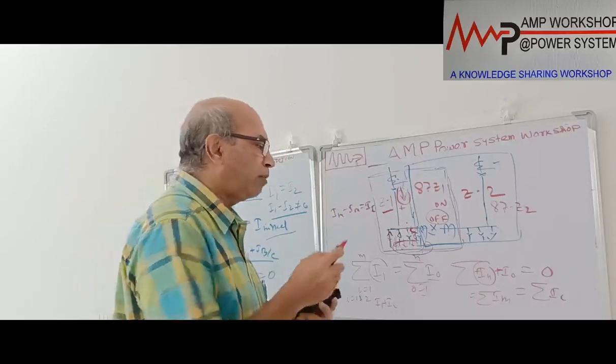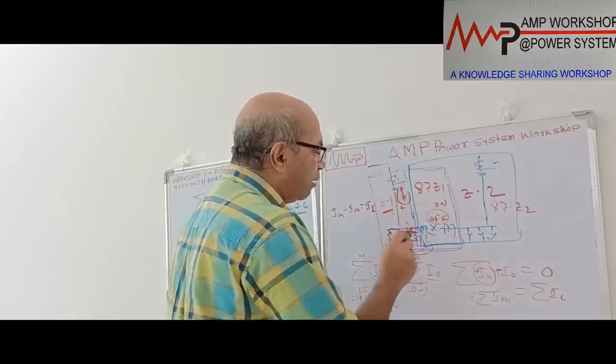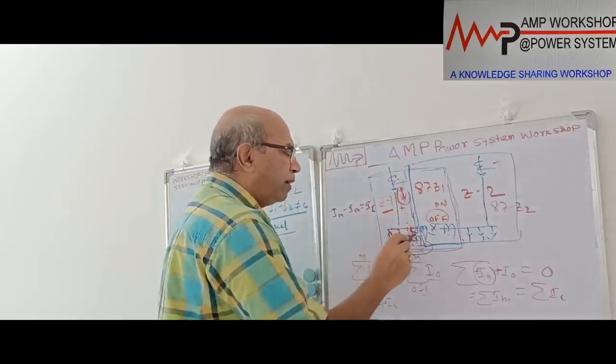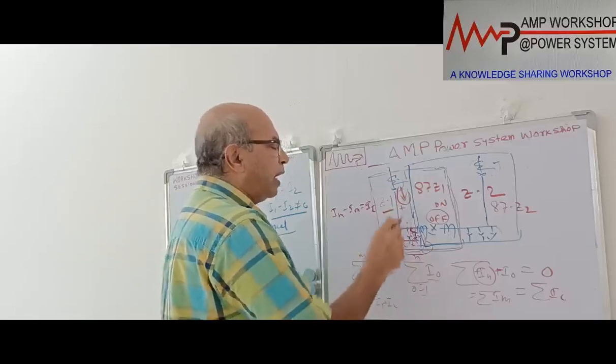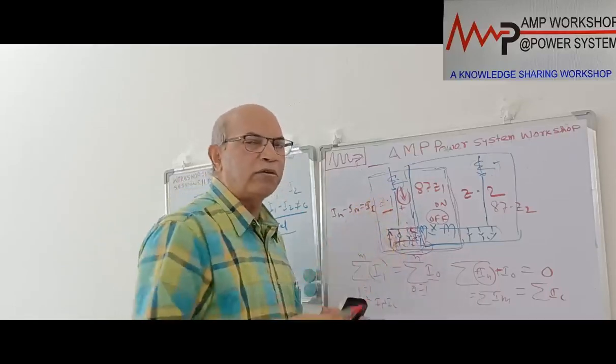From the figure, in the normal healthy condition of the system, all the input current equals the output current. But the moment there is a fault over here, all the current will be input current, the output current is 0, and that input current will be equal to the fault current.